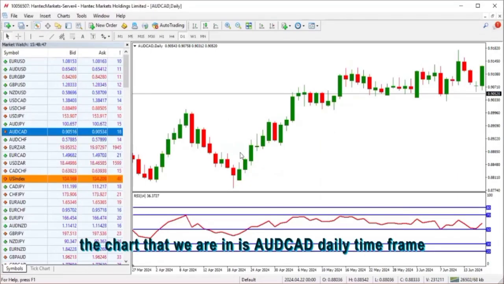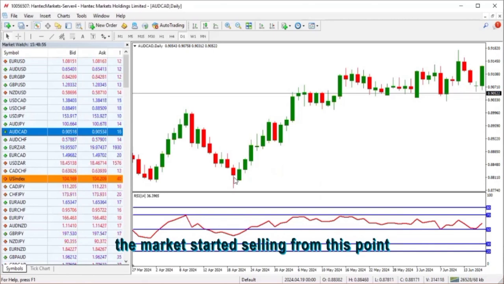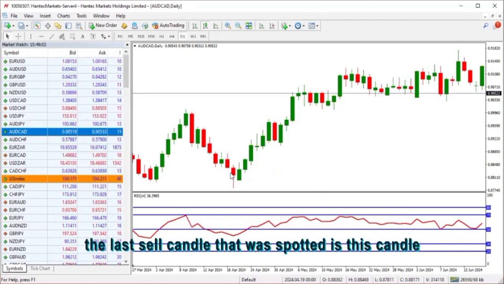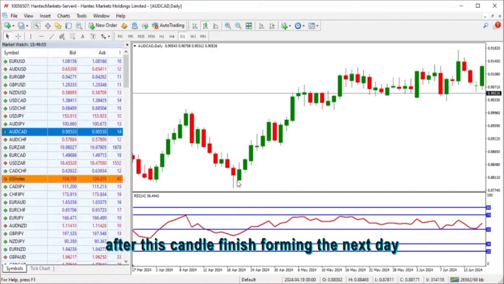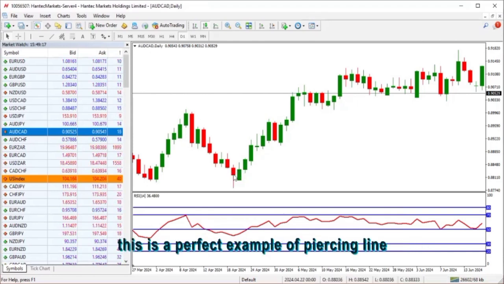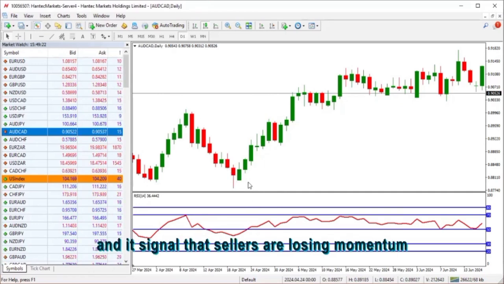Okay, the chart that we are in is EURCAD daily time frame. The market started selling from this point and it sold up to this point. The last sell candle that was spotted is this candle. After this candle finished forming, the next day a different bullish candle opened far below the close of the previous sell candle, and then it closed at the body. This is a perfect example of piercing line and a signal that sellers are losing momentum.